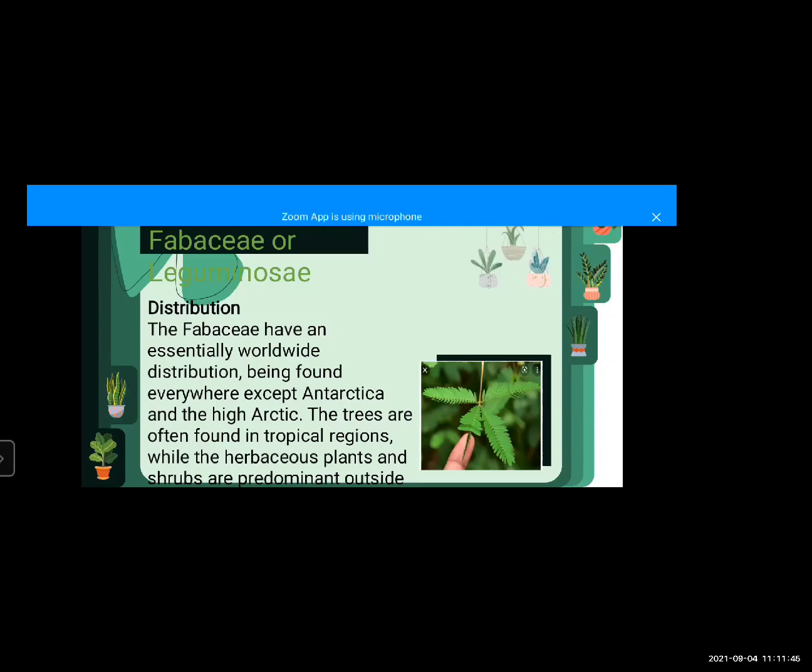Fabaceae, or Leguminosae, description. Fabaceae have an essentially worldwide distribution, being found everywhere except Antarctica and the high Arctic. The trees are often found in tropical regions, while the herbaceous plants and shrubs are predominant outside the tropics.